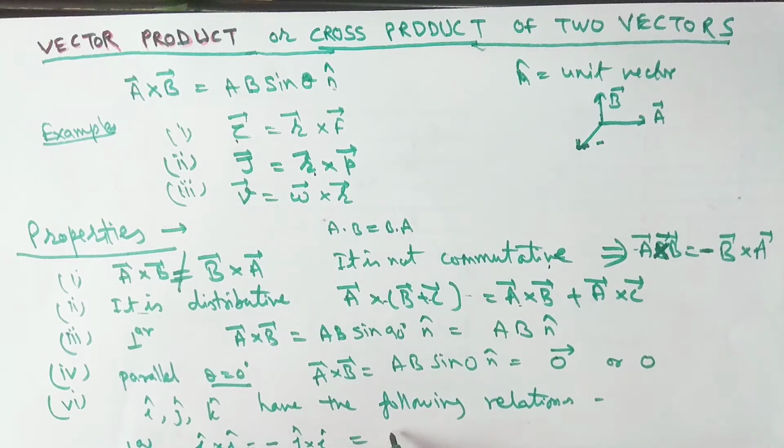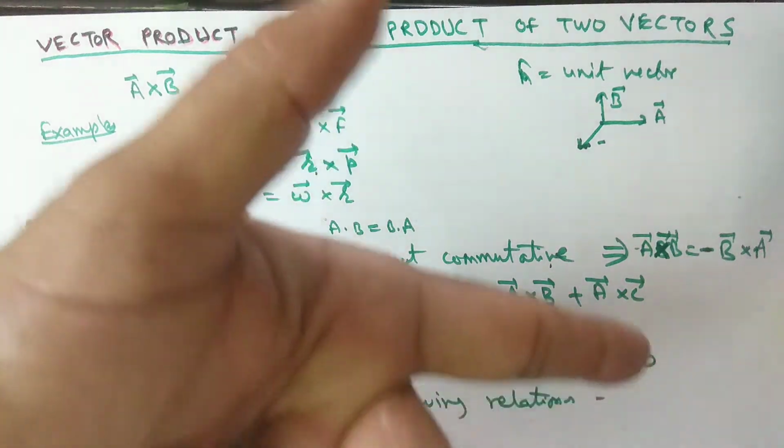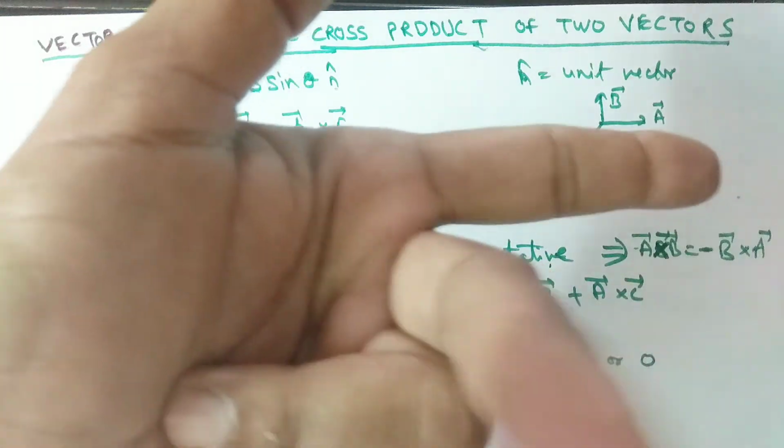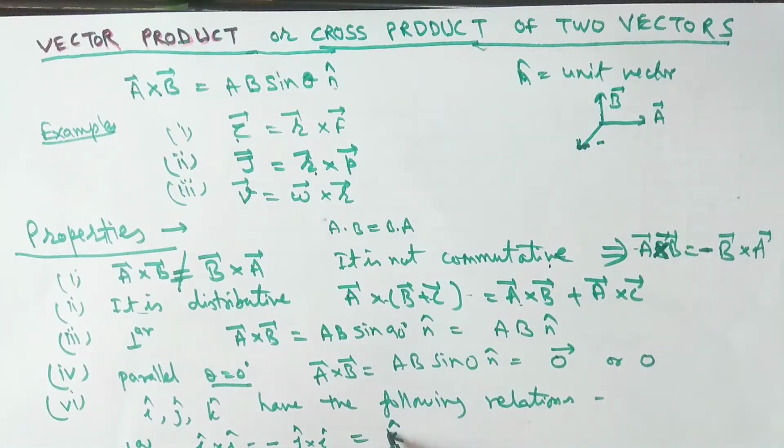And the result is in the third dimension, that is the K cap. Its magnitude is 1, and the resultant is perpendicular to both. I is along the x-axis, J is along the y-axis, so the resultant will be along the z-axis. Suppose this is I, this is J, so this is the K cap. K cap means a unit vector along the z-axis.